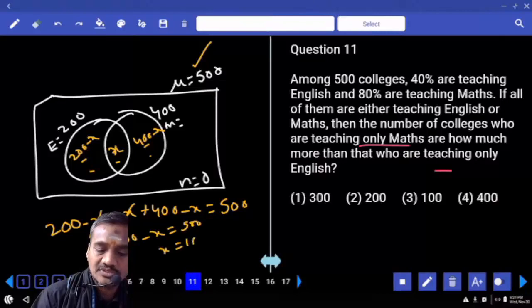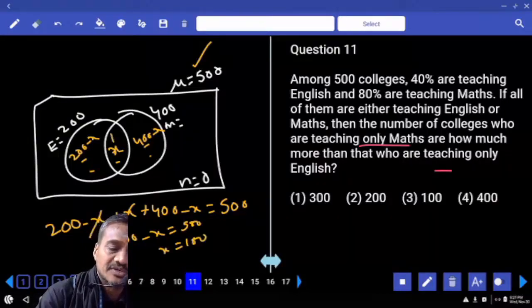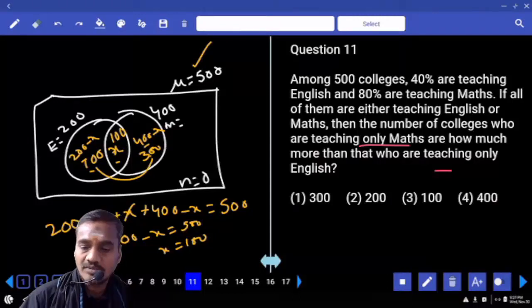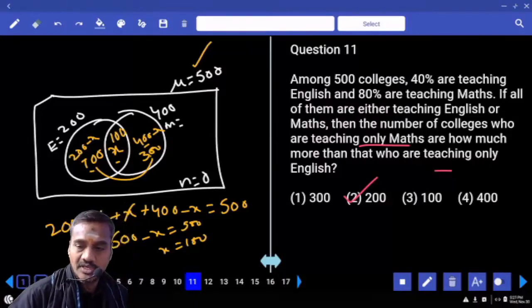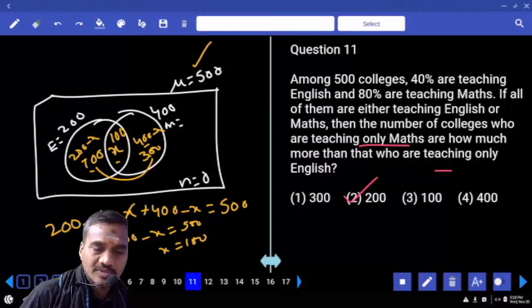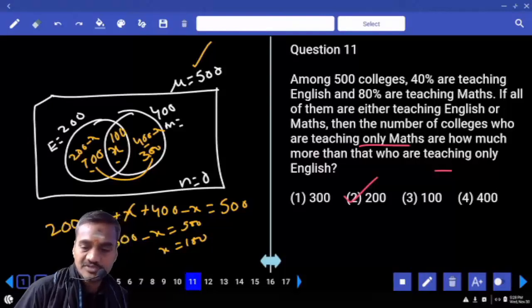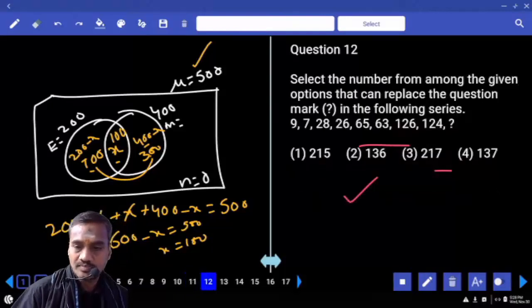X equals 100. Now if x equals 100, 200 minus x is 100, and 400 minus x is 300. Now the difference between 100 and 300, how much is that? 200. Now the difference between the colleges which are teaching only English and only mathematics. Only English is 100, only mathematics is 300, then the difference between these two is 200, choice 2.